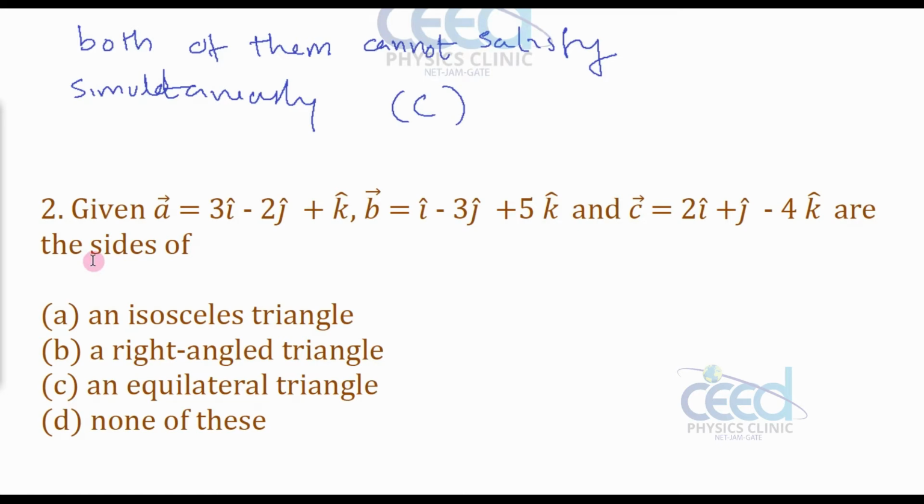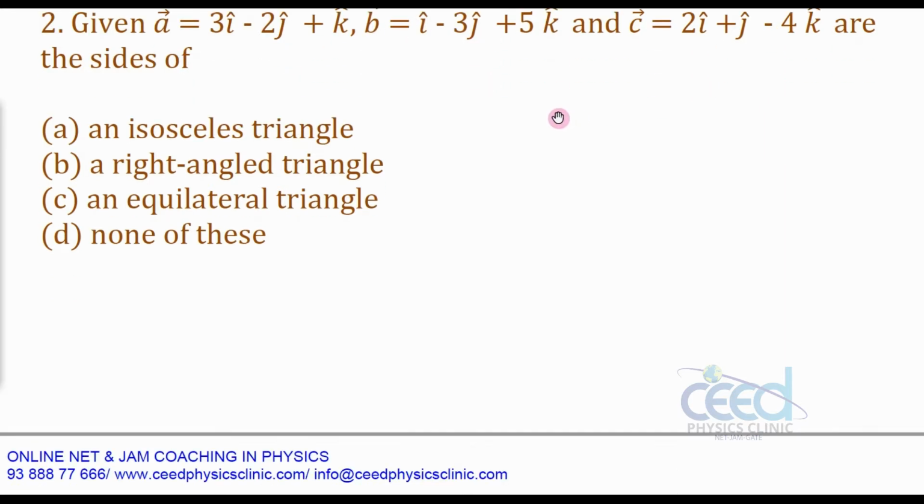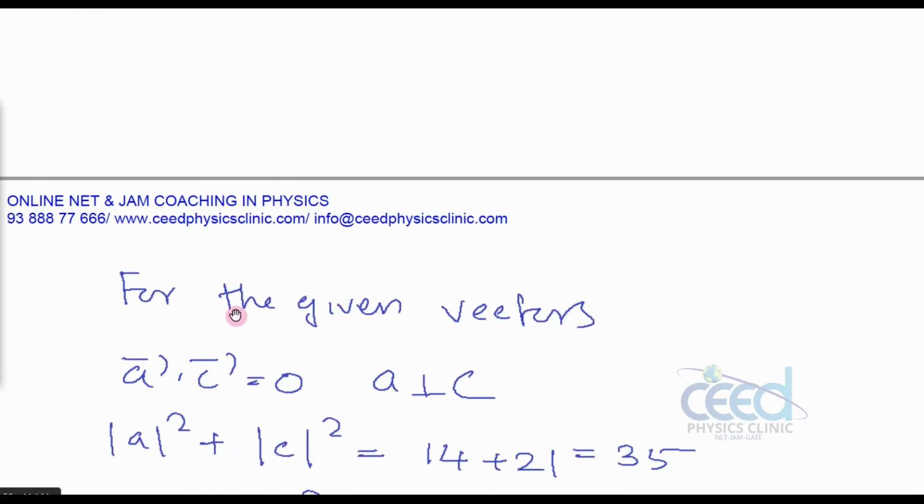This is a simple question. You can find a dot b, b dot c or c dot a. If any one is 0, that is a right angled triangle. That is the condition for a right angled triangle. If you find the magnitudes and two sides are equal, you can say it is an isosceles triangle. If all three sides have the same value, then it is an equilateral triangle. So here it is clear that a dot c is equal to 0.